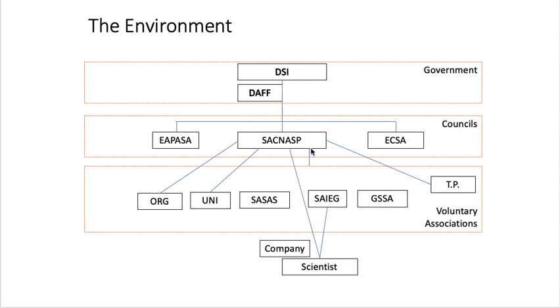But your councils, there you have to. If you want to be registered as a professional, you have to go that route. That just gives you a brief understanding of how the levels work and how you fit into it. So you work for the company, you belong to a voluntary association, but you are registered as a professional with the council, and then the councils report back into government again.